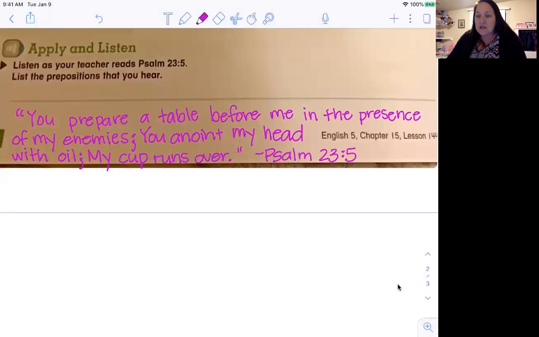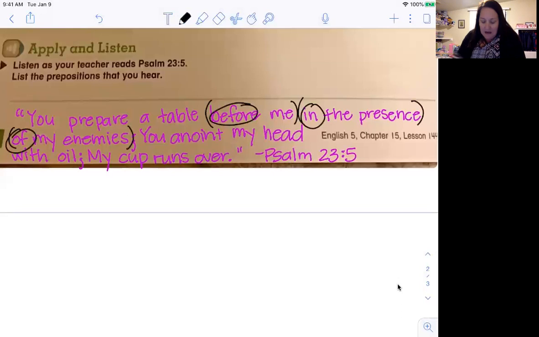Well, how do you find prepositions? What's the easiest way that we found to find prepositions? Find the prepositional phrases. Good. So let's read this. It says, you prepare a table before me. Is there a prepositional phrase there? There is. It's before me. What would be your preposition? Before. Good. In the presence of my enemies. Are there prepositional phrases there? There's two of them. In the presence and of my enemies. My prepositions start my prepositional phrases. So it'd be in and of.